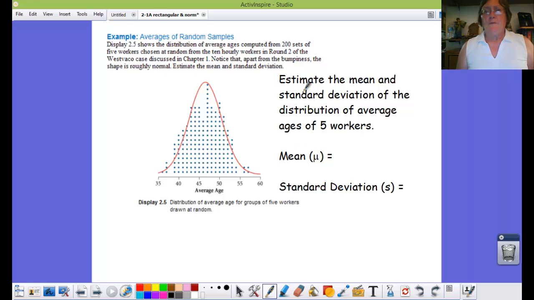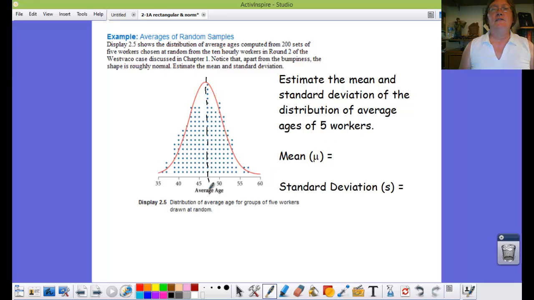So what I'd love to have you do is take a look at this distribution, which is the average age for groups, it says, of 5 workers drawn at random from that WestVaco data. This is the round 2 of layoffs, and so they took 5 workers, found their average age, okay? And you can see that it does somewhat have a normal shape. It's certainly not perfect, and you wouldn't expect something that you're actually measuring to come out to perfection, okay? It doesn't very often.